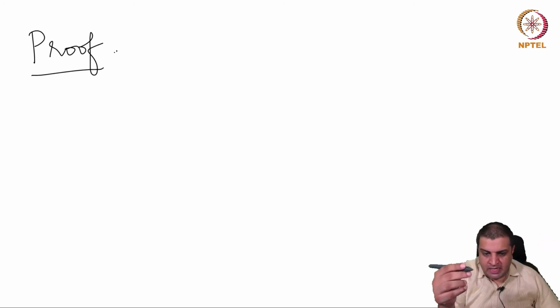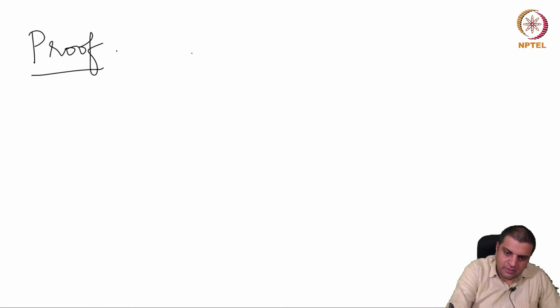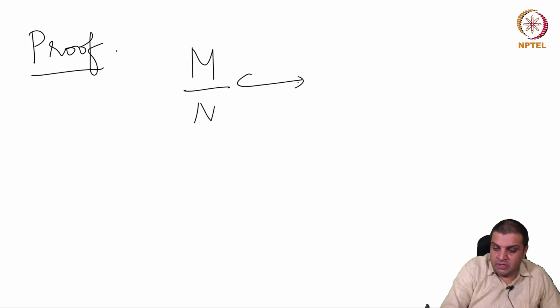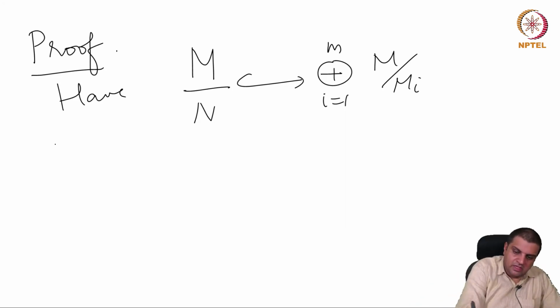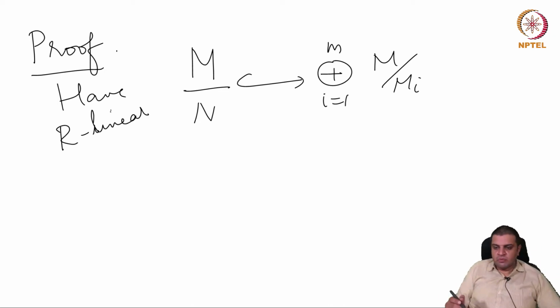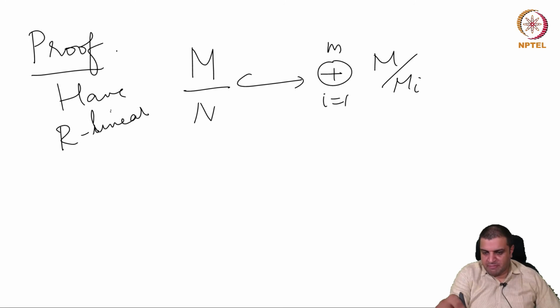So we go back to a sort of argument that we used earlier. We have an injective map from M mod N to the direct sum of M mod M_i. So we have an R-linear injective map. The reason is there is a map from M to each one of these factors, which gives a map from M to the direct sum, and the kernel is the intersection of the M_i's, which is N. So this becomes injective.